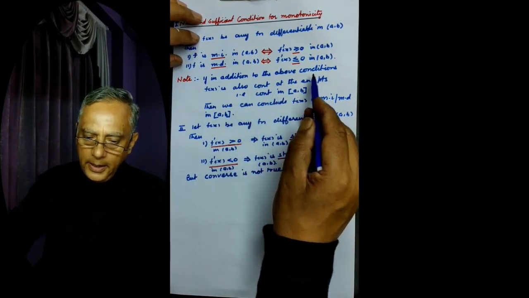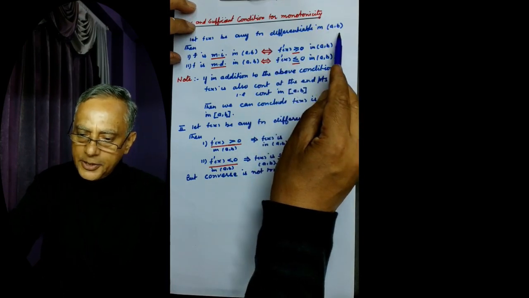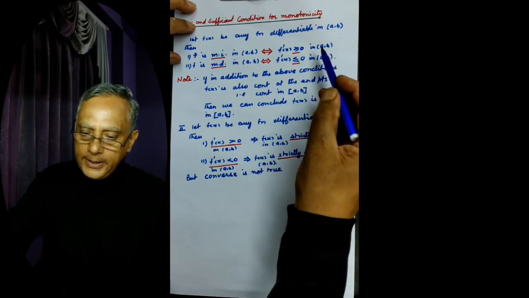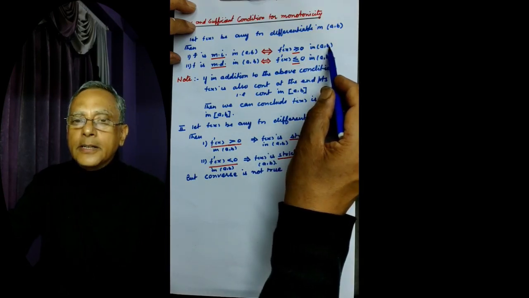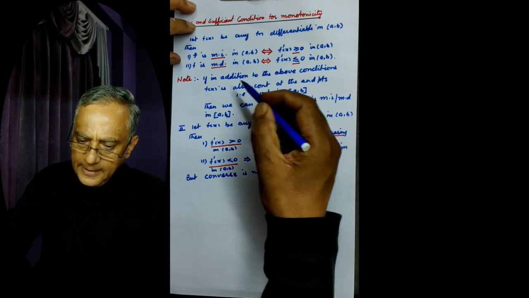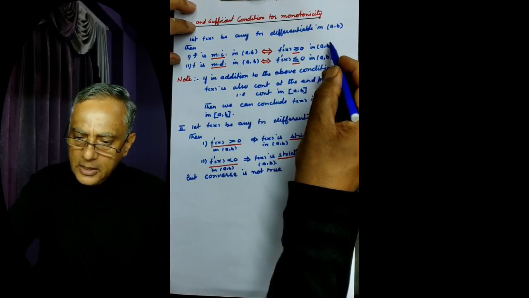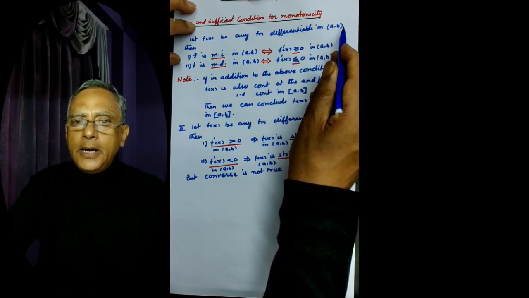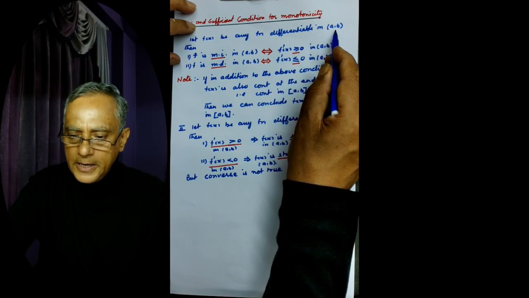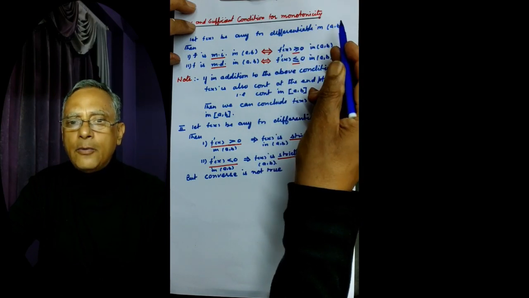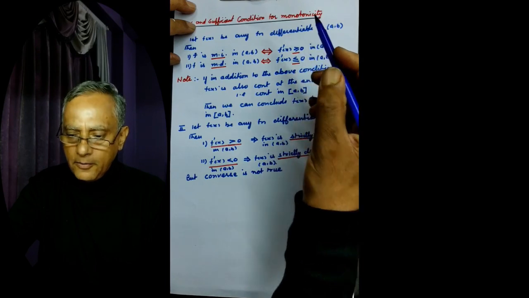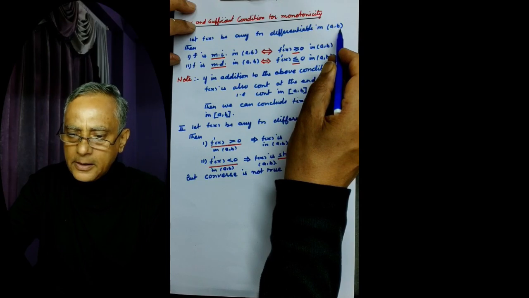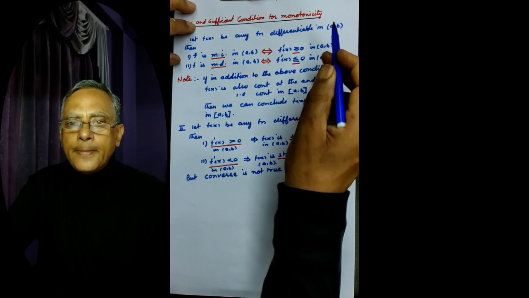Now note, if in addition to the above condition, that is differentiability in (a, b), f(x) is also continuous at the endpoints, that is, continuous at a and continuous at b, that is, if f(x) is continuous in closed interval [a, b]. Because f(x) is differentiable in (a, b), and differentiability implies continuity, if a function is differentiable in open interval (a, b), it will also be continuous in (a, b). So continuity in (a, b) is assured.